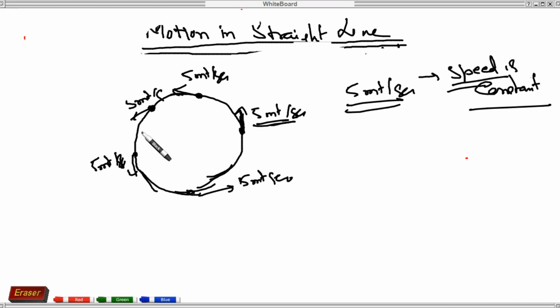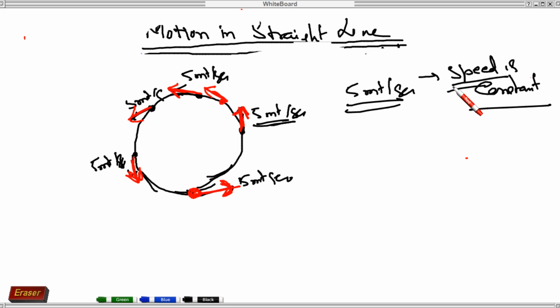But the thing you might be seeing is that here the direction of this velocity is this one. Here the velocity direction is this one. Here also the velocity direction is somewhat like this one. So you can see that the velocity direction is changing.